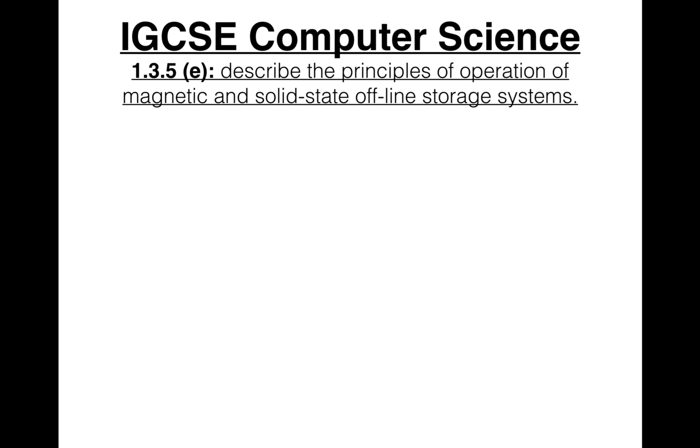IGCSE Computer Science. This is syllabus statement 1.3.5e. This is the principles of operation of, actually, to be honest, we're not really seeing how magnetic and solid state systems work. We're seeing how they are applied to offline storage. So how they're applied to external hard drives, thumb drives or memory sticks, or XD or SD cards. So that's pretty much it.